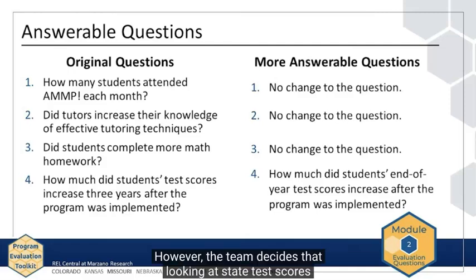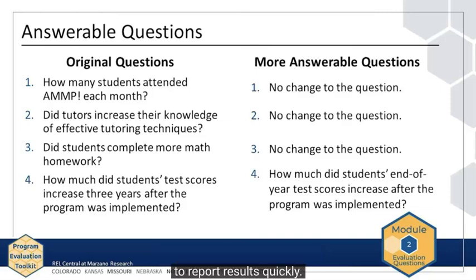However, the team decides that looking at state test scores 3 years after the program is not feasible, given the delays in state test results, the scope of the program, the available funding, and the need to report results quickly. As a result, the team modifies question 4 to focus on end-of-year state test data so that the team can get immediate feedback about the outcomes associated with the program.